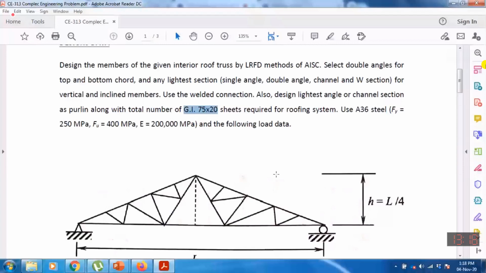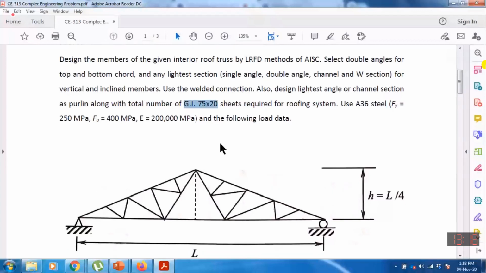Until now, to initiate the design, you need to compute the panel load. We have already learned panel load calculation, and for your given data you will compute the panel loads. Use A36 steel, Fy 250 megapascal, ultimate strength 400, and modulus of elasticity 200 gigapascal. And the data is this.